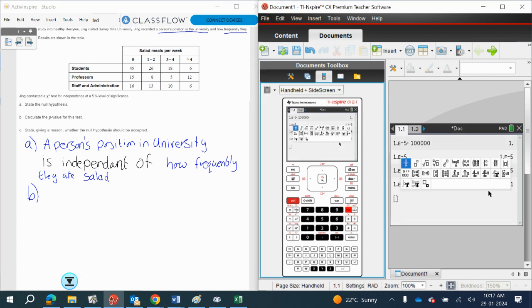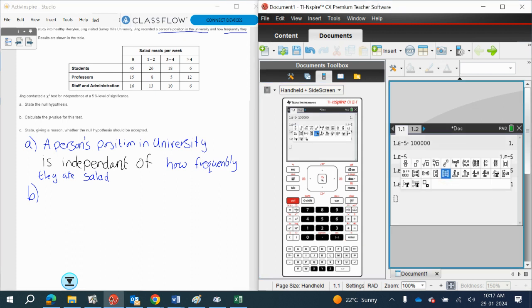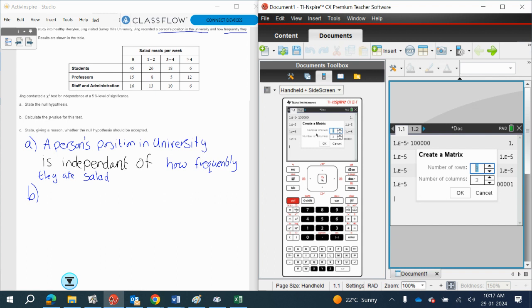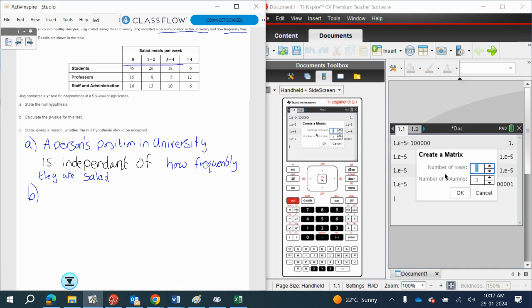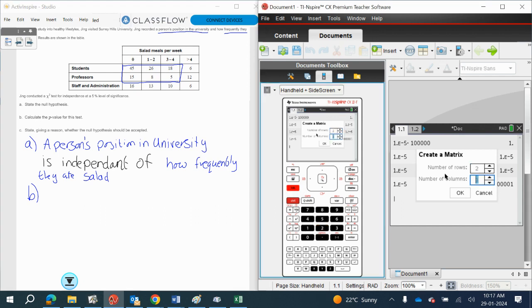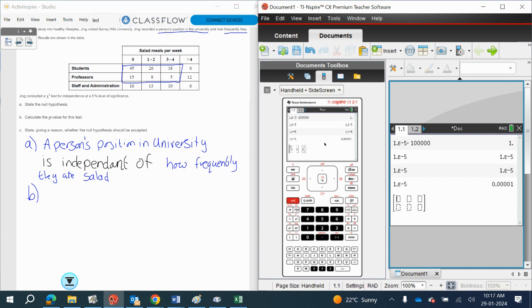So we press here on the calculator. We pull up our matrix, 711. And we need to see how many rows and columns. This has 3 columns and 2 rows. So we have 2 rows, tab, and 3 columns. It creates the matrix.